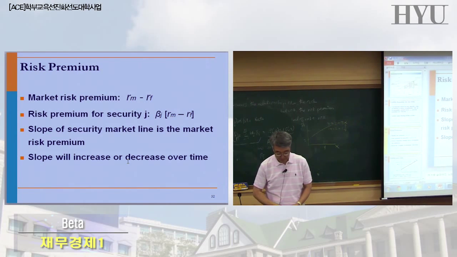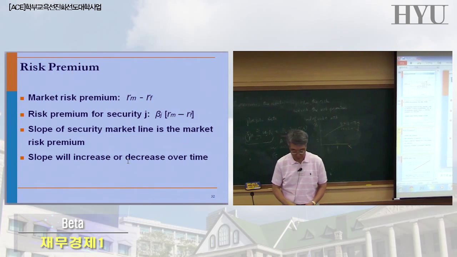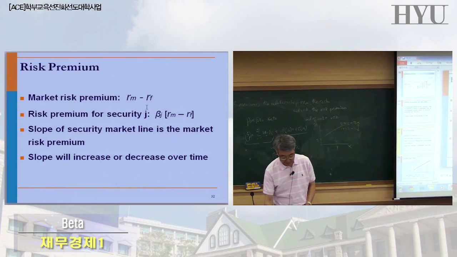So risk premium, here's a kind of summary, right? Market risk premium is R_M minus R_F. Risk premium for security J is beta_J times (R_M minus R_F). If you have any weird character, make sure you change it now. And the slope of the security market line is the market risk premium. We talked about that, which is simply R_M minus R_F, right?